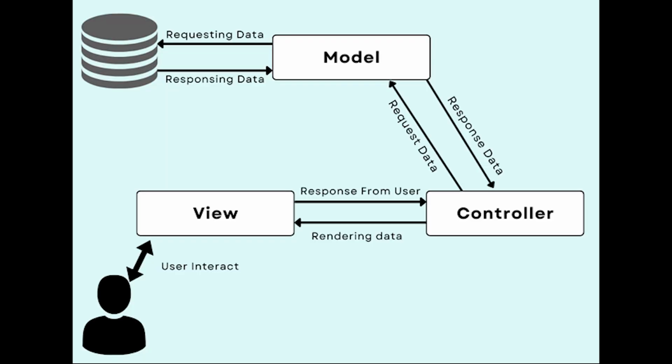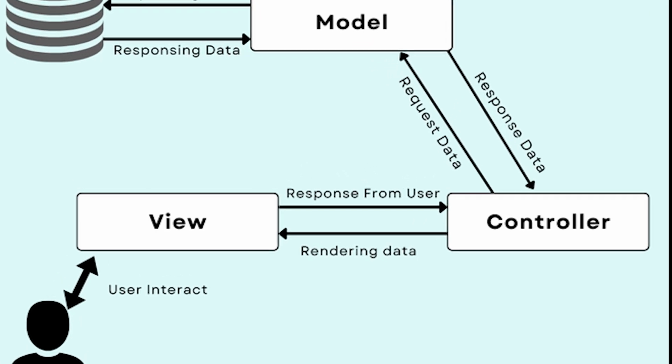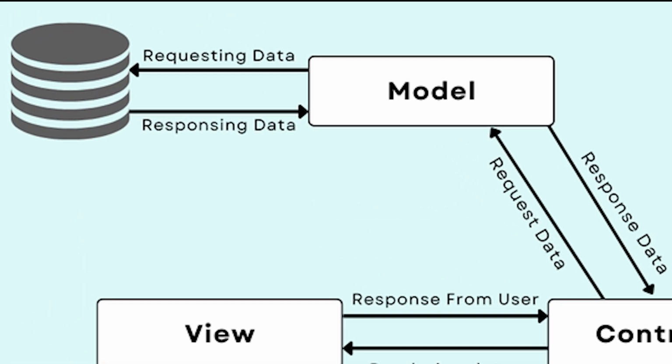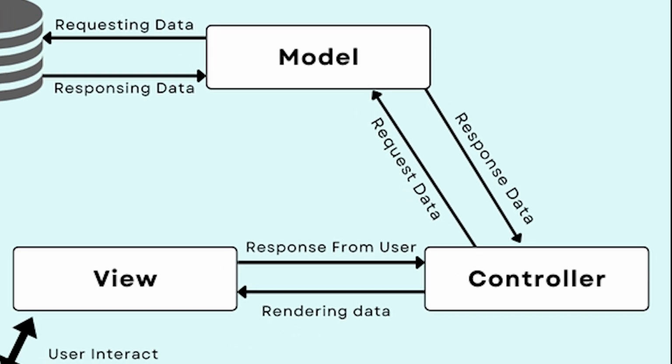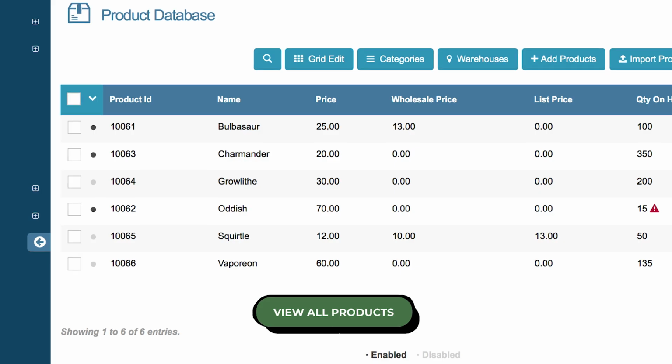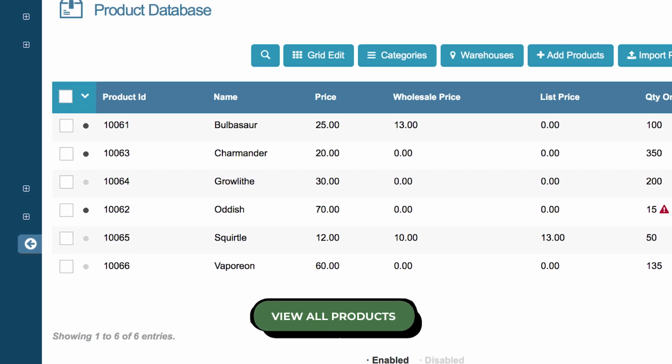Imagine a user clicks on show products. Here is what happens. Controller will say that, hey model, give me the product list. Model will say that, here we go. Controller, great. Now view, display this beautifully. View, show the list on the website. This separation keeps everything clean and easy to maintain.